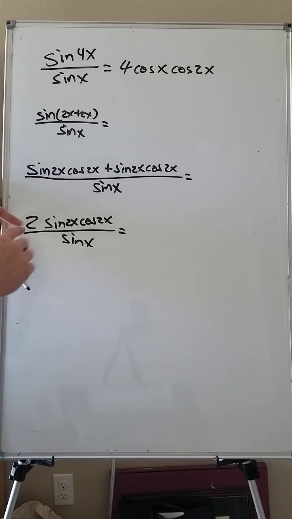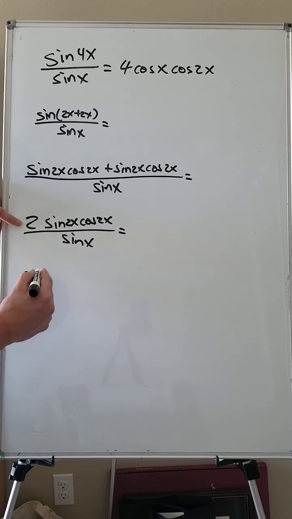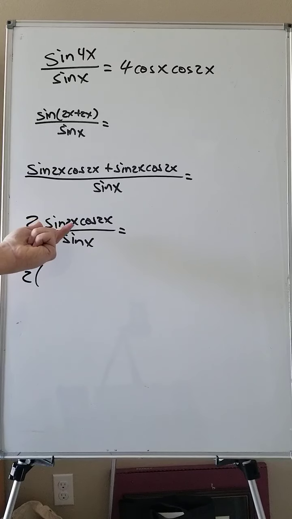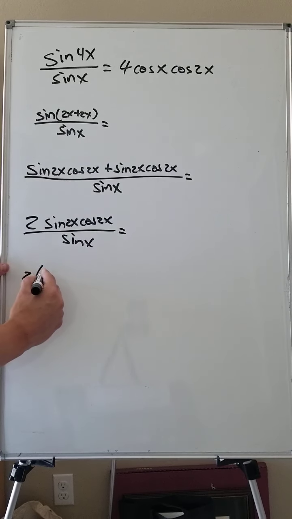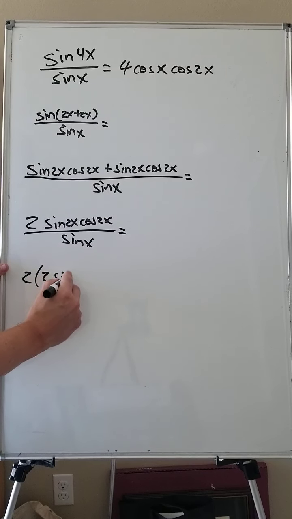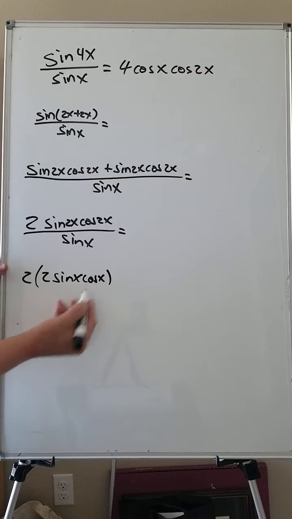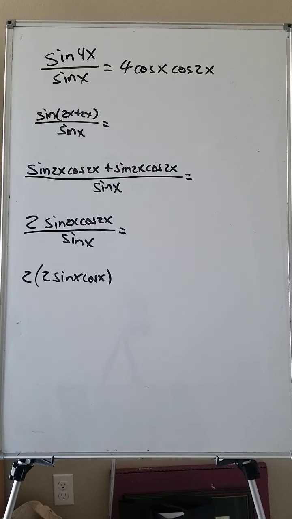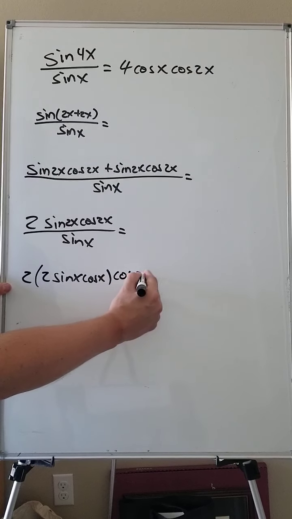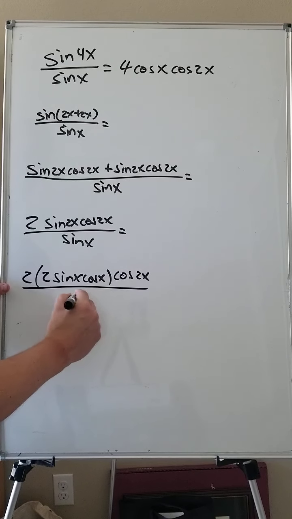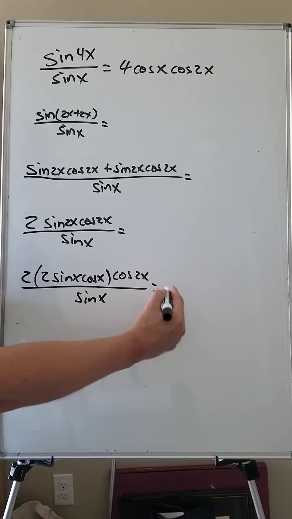So let's look. I already have a 2 here. So that 2's still there. But what I'm going to do now is replace sine 2x. So again, the double angle formula for sine, in other words, sine 2x, that's equal to 2 times sine of x cosine of x. So I had the 2, I still have that 2. Sine of 2x is equal to 2 sine x cosine x, and then I still have that cosine 2x as well. And then in the denominator, I have sine of x.